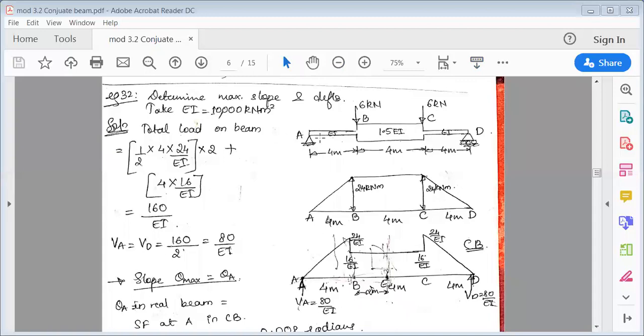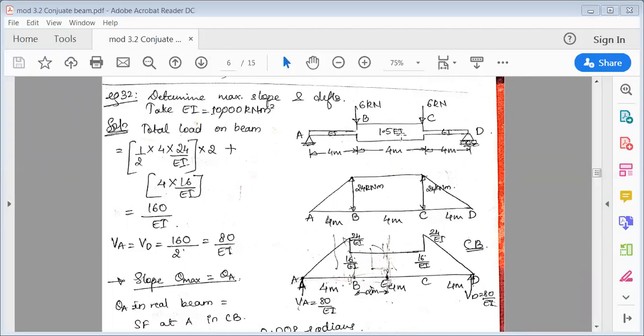Here it's an ABCD beam wherein AB has only EI and BC has 1.5 times EI and CD has only EI value, which are spaced at a distance of 4 meter. Every 4 meter there is a load placed. You can see this is 6 kilonewton acting at B, and there is another 6 kilonewton at C. So AB and CD have only EI values, and BC has 1.5 times EI.